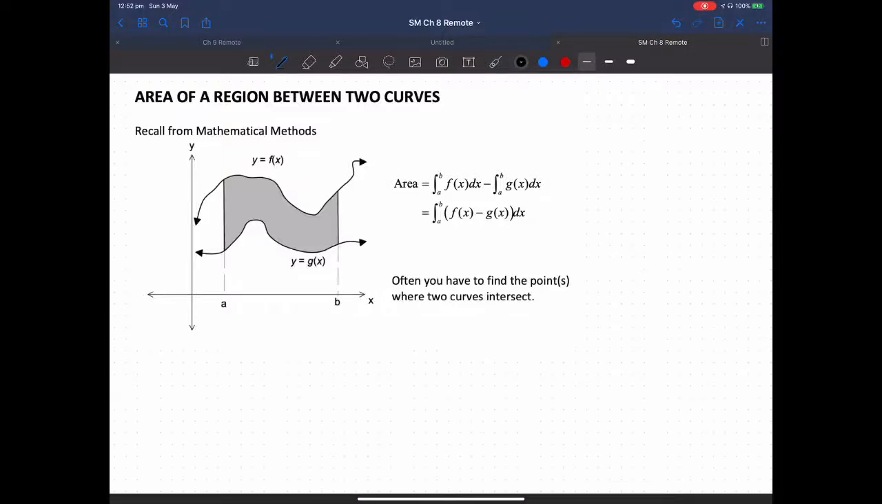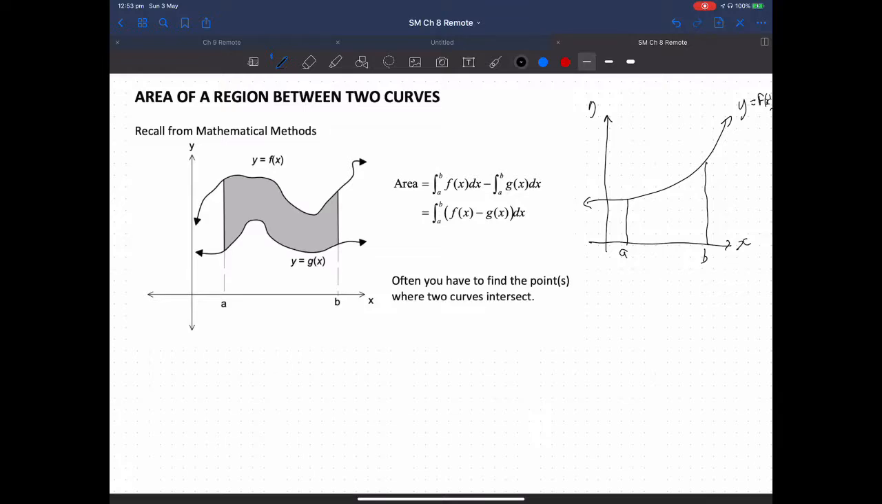In this area, we're looking at the area of a region between two curves. If you recall from maths methods when you're working out the definition of the area under a curve, you had a set of axes. So you had the x-axis and the y-axis, and you had some curve with the equation y equals fx. We had a start value, which we called A, and a finish value, which we called B.